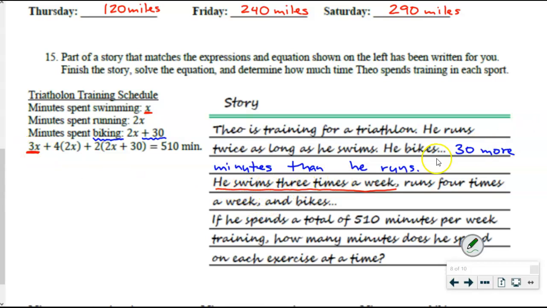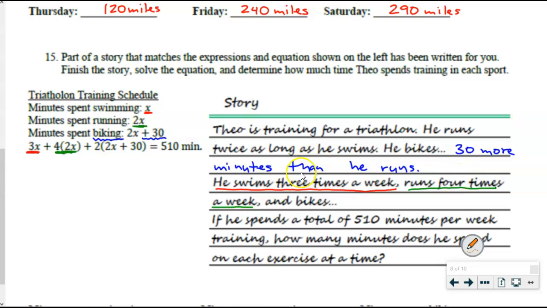Let's keep on reading. He runs 4 times a week. Remember, this is how much he runs, 2x. Where am I seeing that he does that 4 times a week? Leroya. Yeah, here's the 2x, and that 2x is happening 4 times.